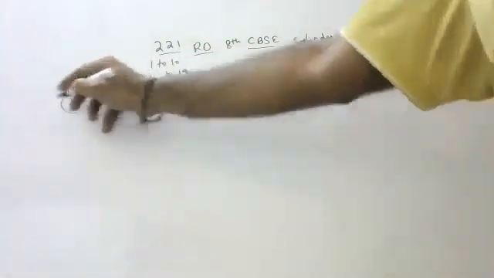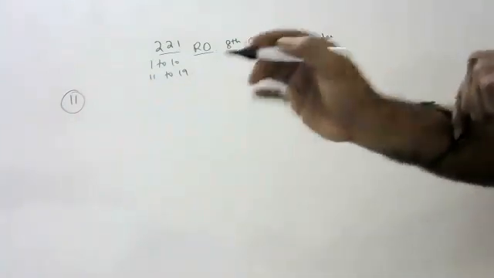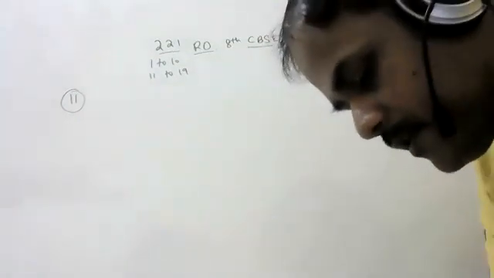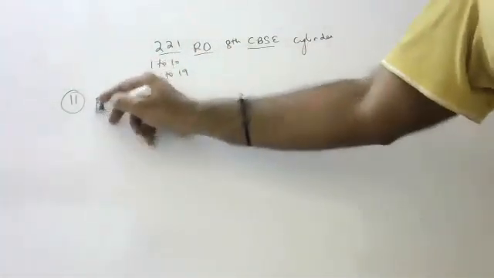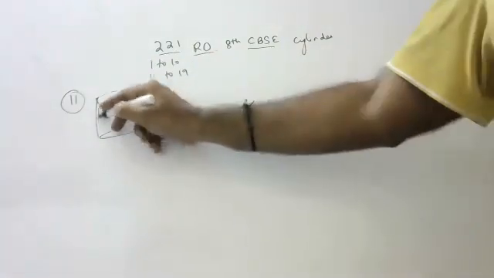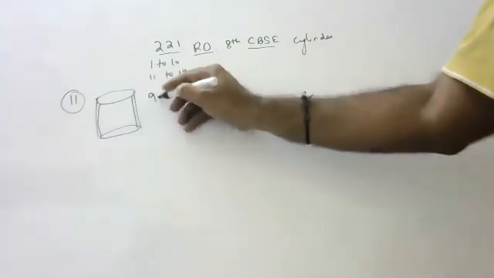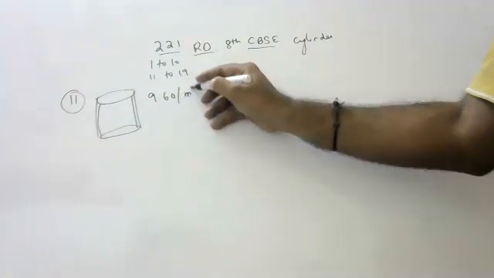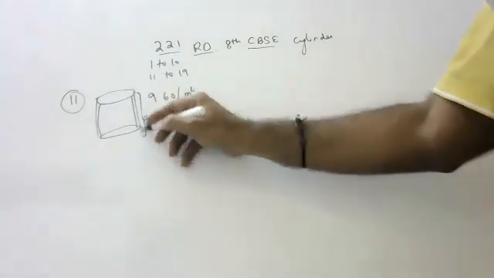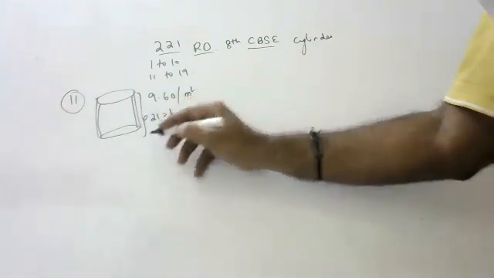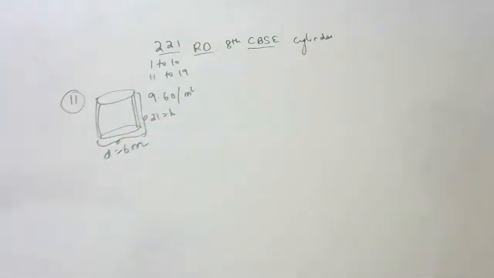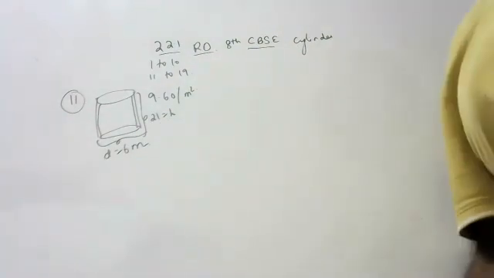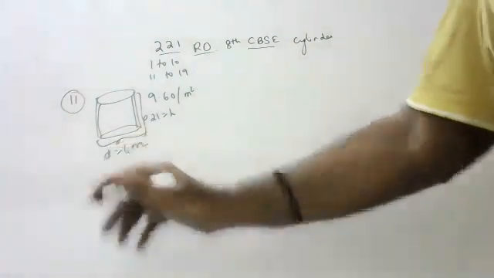Okay, the 11th question goes like this. Vedant, tell me the 11th question. Find the cost of plastering the inner surface of a well, at the rate of 960 per meter square, if it is 21 meters in depth and 6 meters in diameter. So you have to find the CSA. The CSA formula is 2 pi RH.